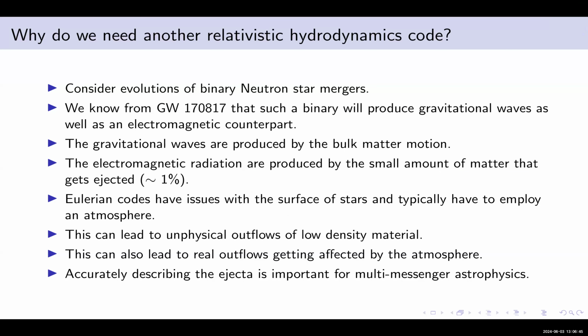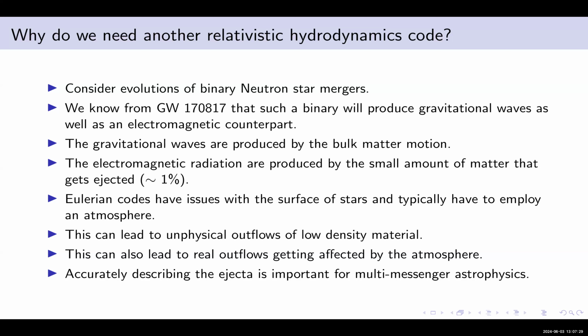Have issues with the surface of stars. And so typically you have to employ a sort of low density artificial atmosphere around a neutron star. And this surface can also lead to unphysical outflows of low density materials. And when you have this atmosphere around, if you have some ejected material that moves away and gets to lower and lower density, eventually it will get to the level of the atmosphere, and then it just gets diluted and you can't really follow.